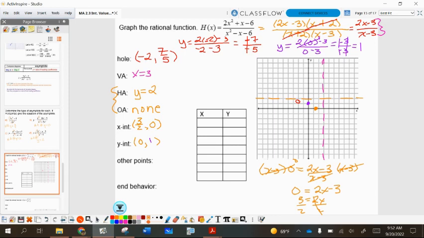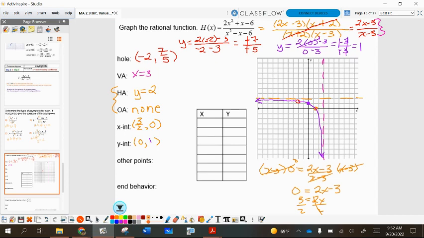We know that our graph is going to approach the vertical asymptote because we can never cross it, so it has to approach it. And then we know that this horizontal asymptote limits its end behavior. So as we go to -infinity, it's going to be approaching that horizontal asymptote. So that's the first piece of our graph.